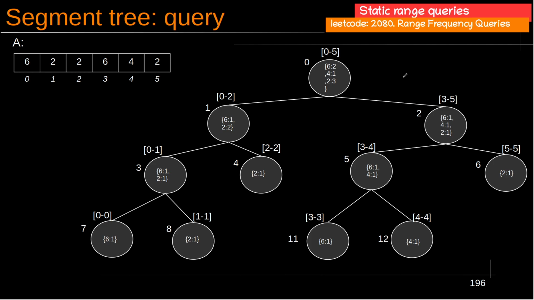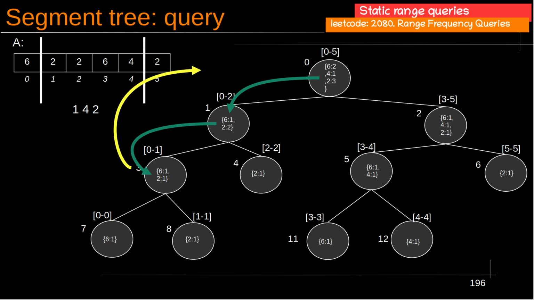How to query now? For example, I want to know how many 2s I have from 1 to 4. From 1 to 4, we check the root, 0 to 5, the interval of the root. We have a partial overlap, so we go left and right. Let's go left first. Then the node 1, we have the interval 0, 2. 1, 4 and 0, 2, we have a partial overlap. We go left and right. We go left first. 0, 1. 1, 4 and 0, 1, we have a total overlap.